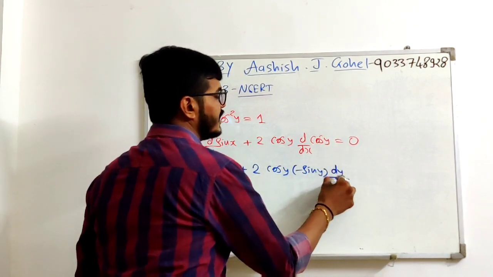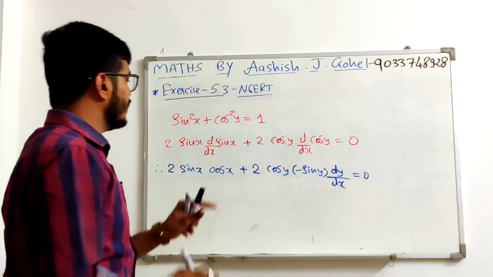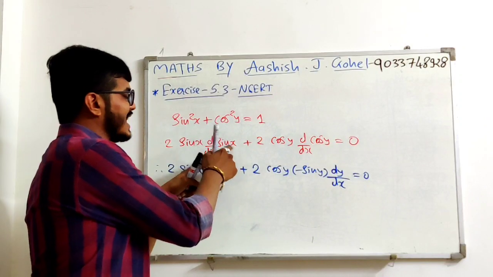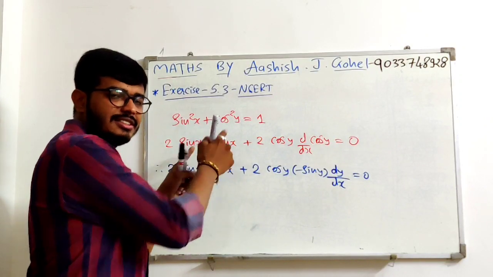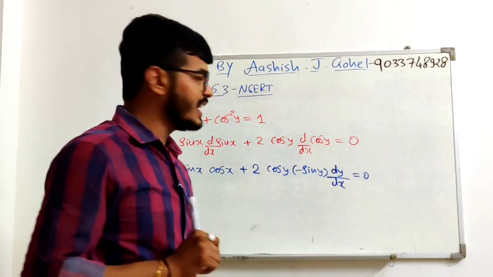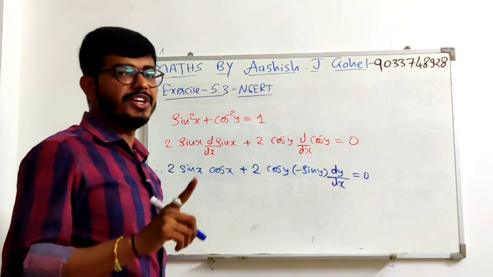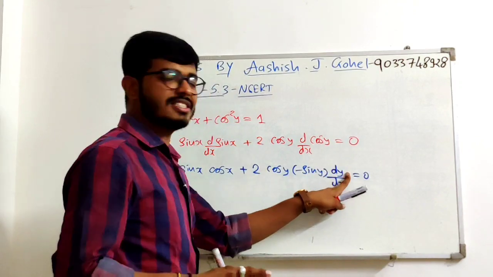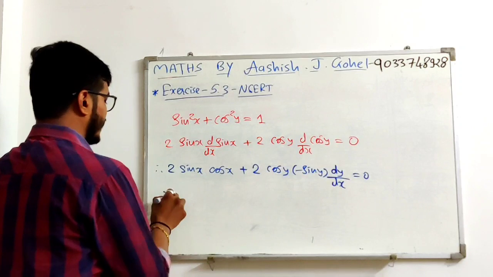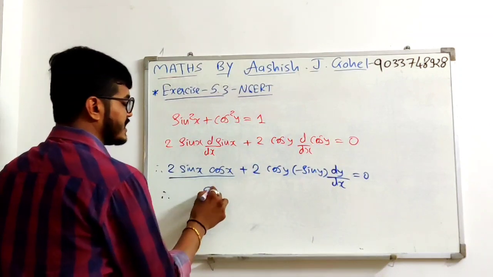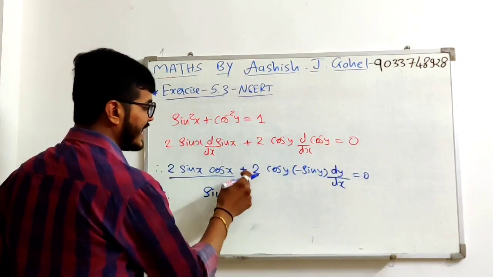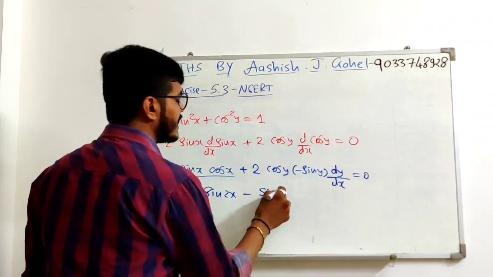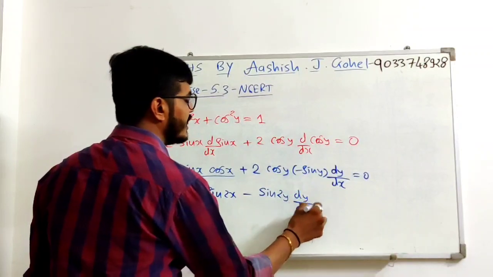So again we will put dy by dx. Here we need not put dx by dx, because if I differentiate x a second time with respect to x, then the answer will be 1. Now in our answer we want dy by dx, so we will make dy by dx the subject. So 2 sin x cos x is sin 2x, and minus 2 sin y cos y will be sin 2y dy by dx.